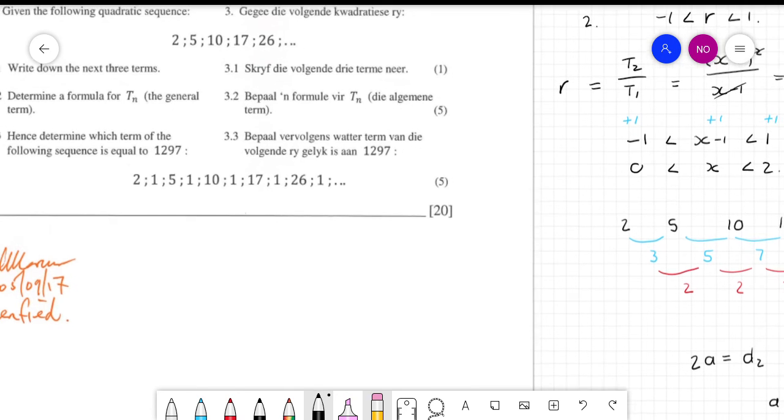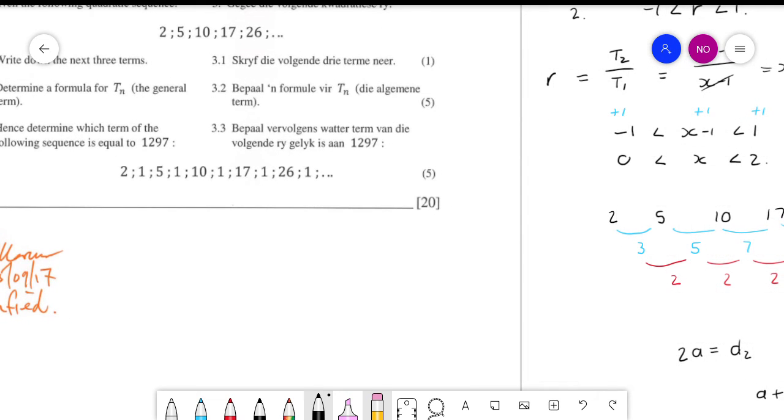Bepaal vervolgens. Vervolgens means using this. Which value of the following sequence will be equal to 1, 2, 9, 7? Hectic. Okay, now look at this. They just went and put a 1 in between each of the terms. Do you see? So let's say we solve and we find that 1297 is equal to the 13th term.